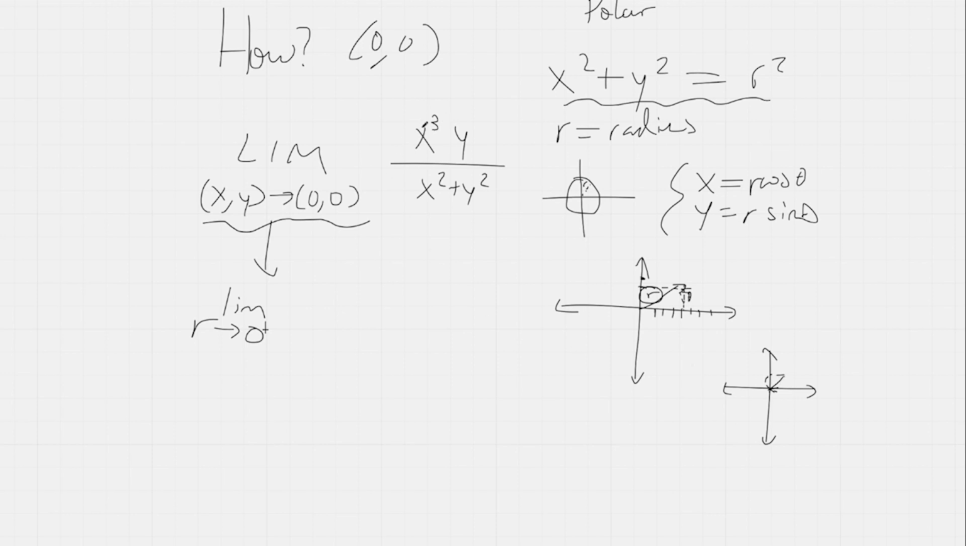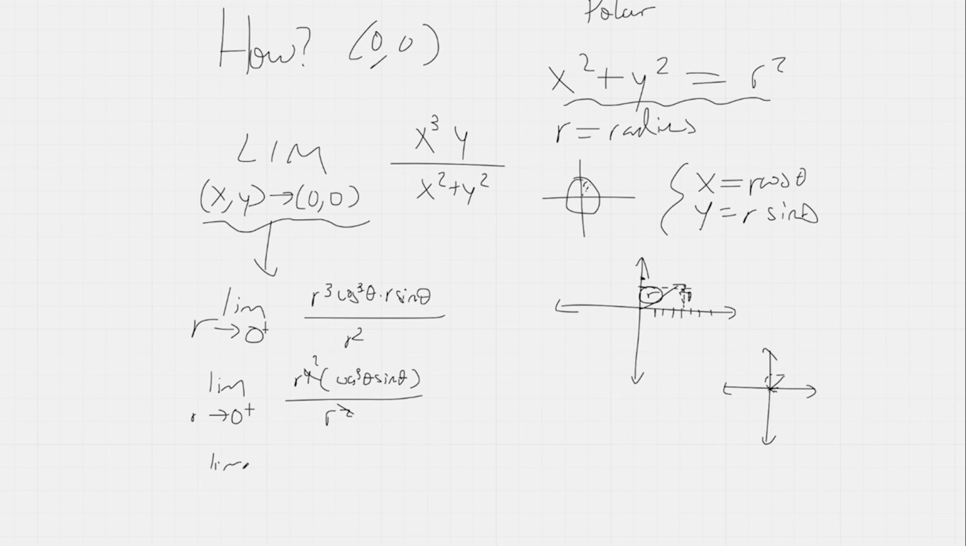We will have x cubed y, so that'll be r cubed cosine cubed theta times r sine theta over, and we know that x squared plus y squared is equal to r squared. So we would do that. Now to simplify, we take the limit of r approaching 0 from the positive side, and we multiply together. So this is r to the fourth times cosine cubed theta sine theta over r squared. Of course, this r squared cancels, so this becomes r squared in the numerator.